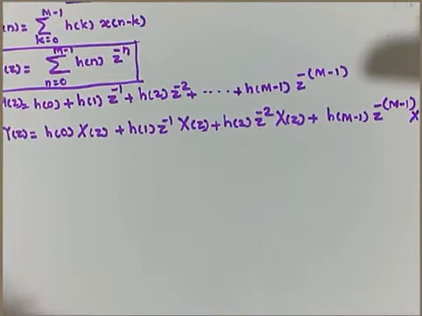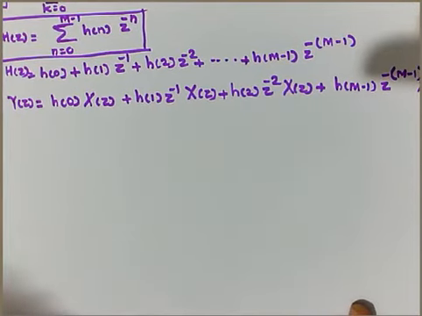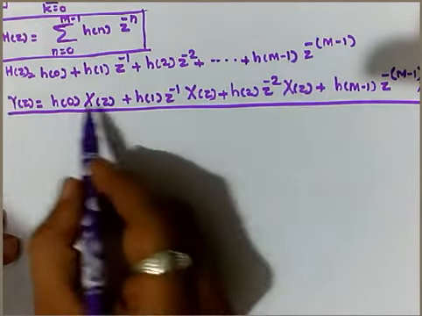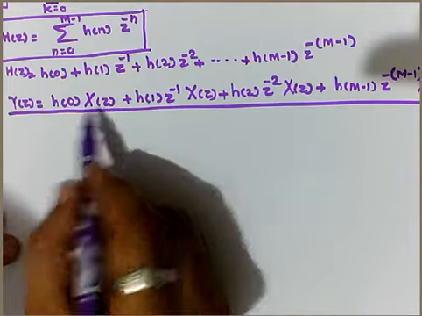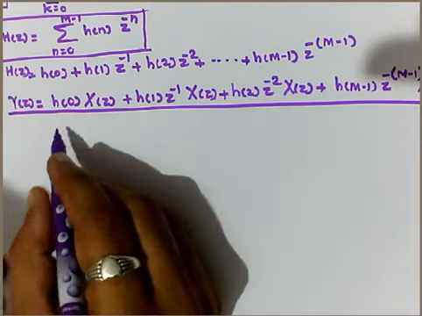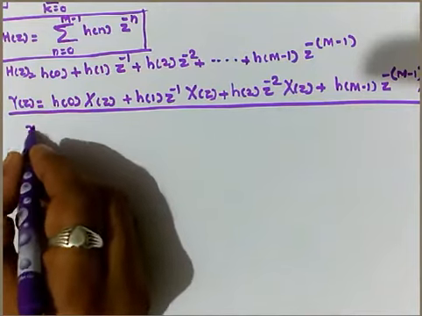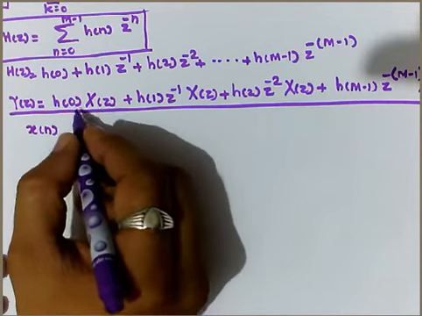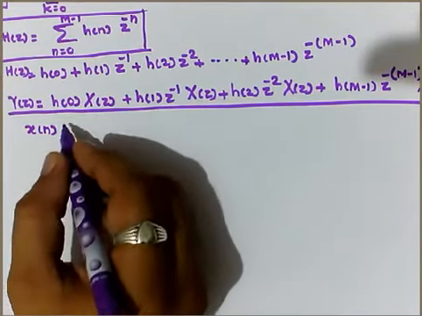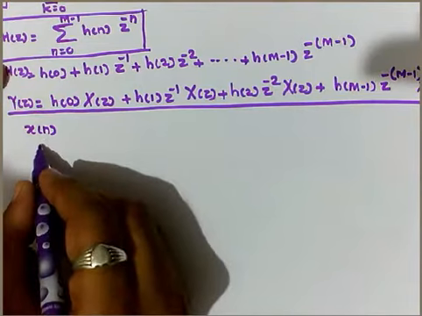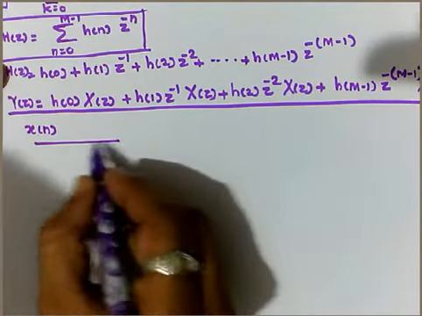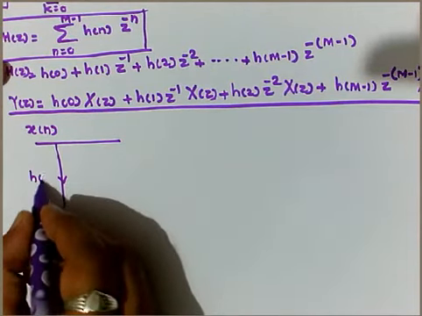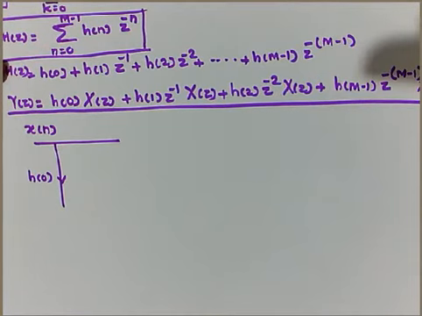Concentrate on this particular equation which we just solved. Since h of 0 is multiplied with X of z, if I take the inverse z transform it is nothing but x of n multiplied by h of 0. So I take x of n, the same signal, and multiply it by h of 0. That is what is done here.